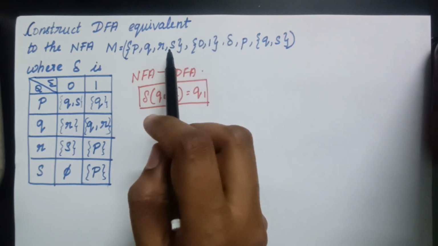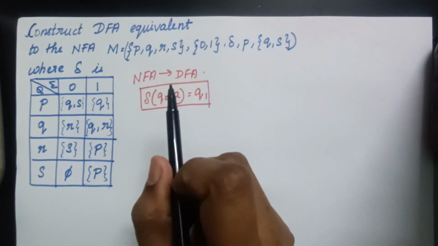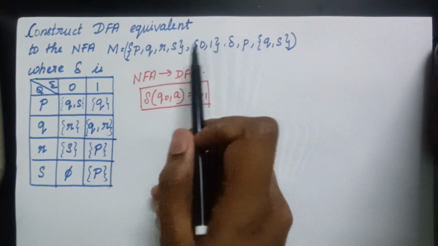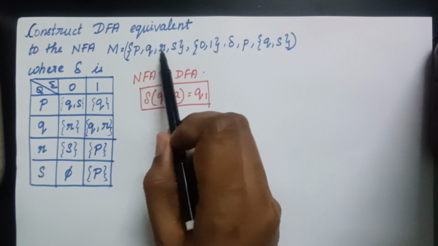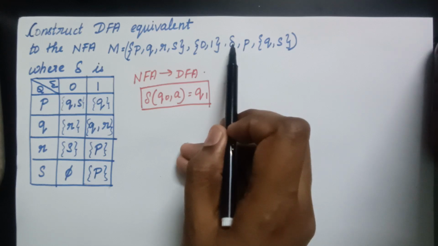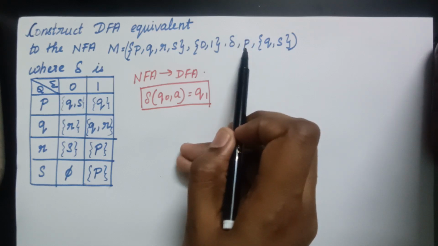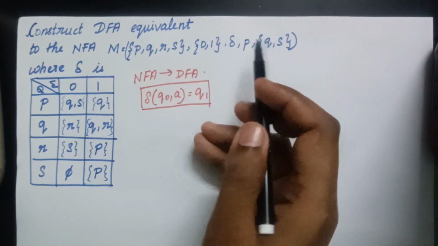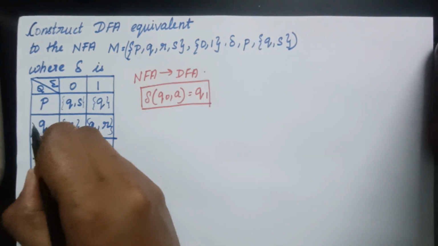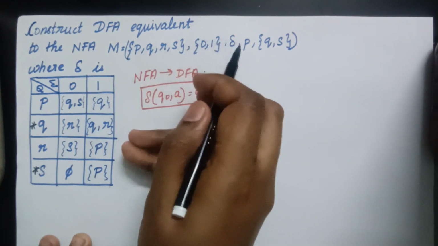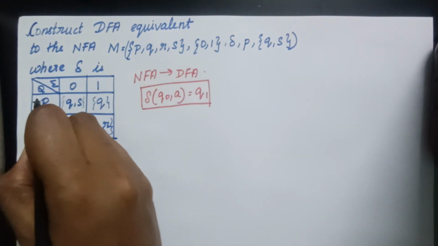As we already know, a finite automata is defined by 5 tuples. So these are the 5 tuples that they have given. This is Q, the four states. This is the input character sigma. This is delta, the transition function. P, which is the initial state. Q and S, these are the final states. So Q and S are my final states. My initial state is P.